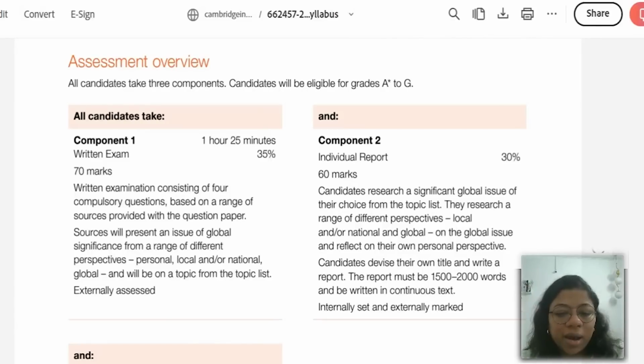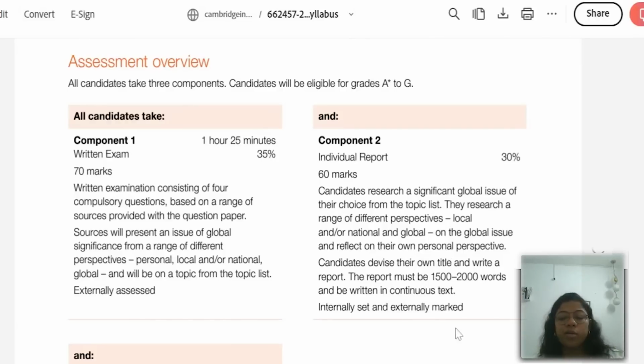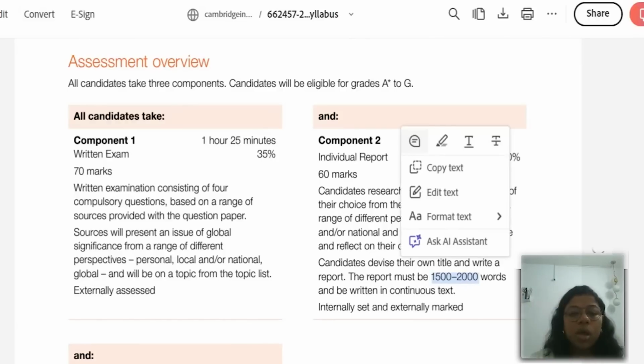So what we do in IR is research a significant global issue of our choice from the topic list given over here, and devise your own title and write a report. The report must be 1500 to 2000 words. Now, when we talk about the number of words, I have seen a lot of students picking up a topic where they are not even able to write more than 500 words. They might be interested in that topic and aware of it, but they don't have enough content to write for 1500 to 2000 words.